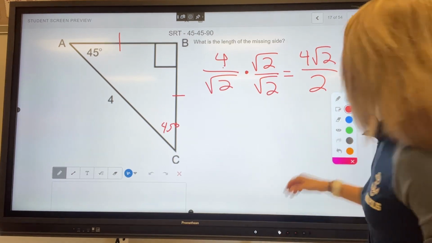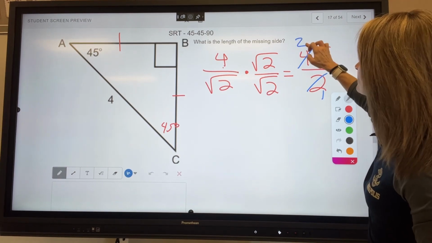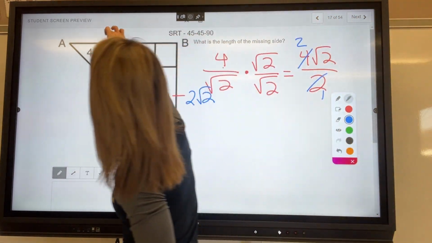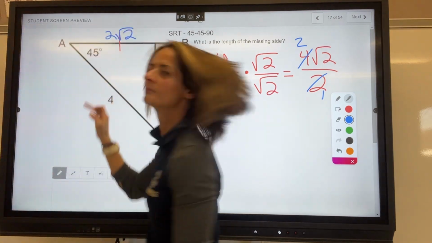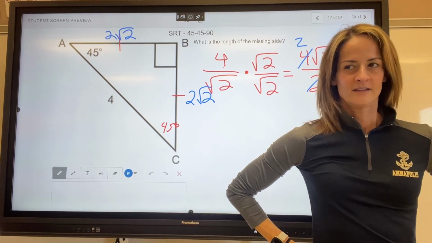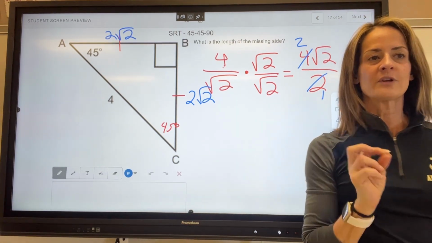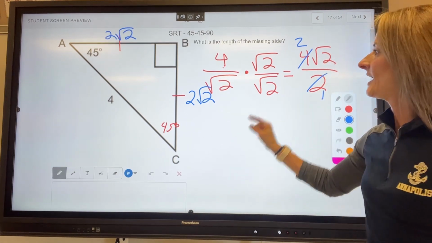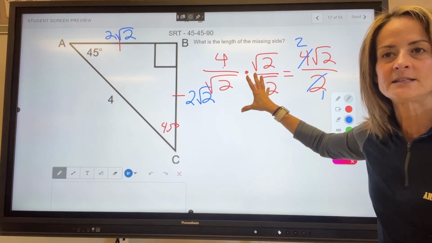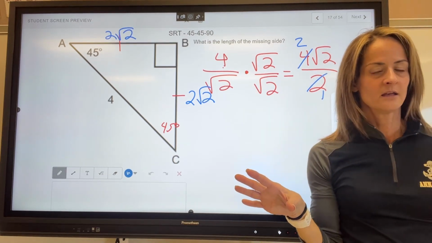Now we're almost done because we can simplify this. 2 goes into 2 once, 2 goes into 4 twice. So the length of these sides is 2 root 2. How are we doing? This is the hardest type of example for a 45, 45, 90 triangle, where you have to divide by the square root of 2, rationalize the denominator, and then simplify at the end. That's as hard as it's going to get. We good?